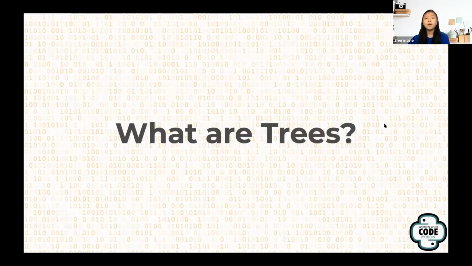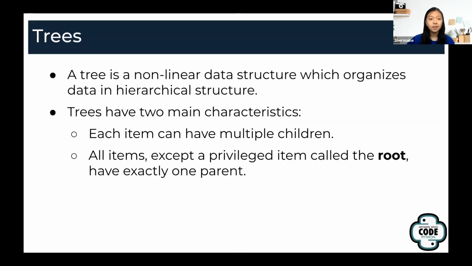So firstly, what are trees? A tree is a non-linear data structure which organizes data in a hierarchical structure. Trees have two main characteristics. Each item can have multiple children, and all items except a privileged item called the root have exactly one parent. So you might be quite confused with all these terminologies right now, but don't worry, as we'll be going through it right now.